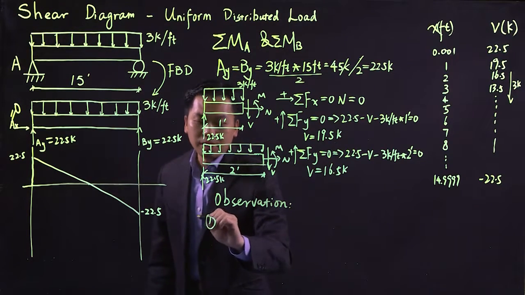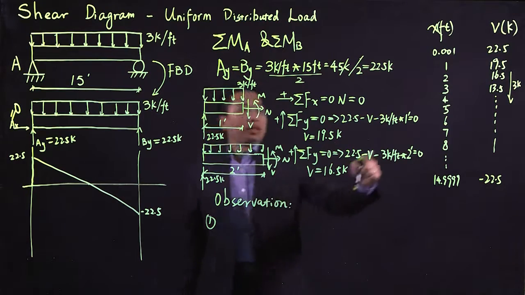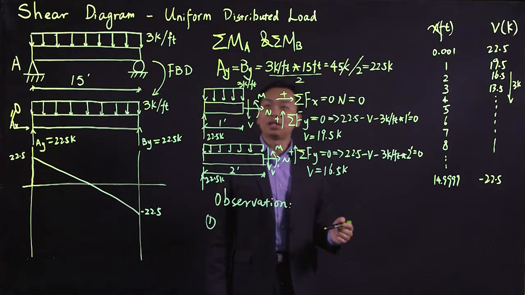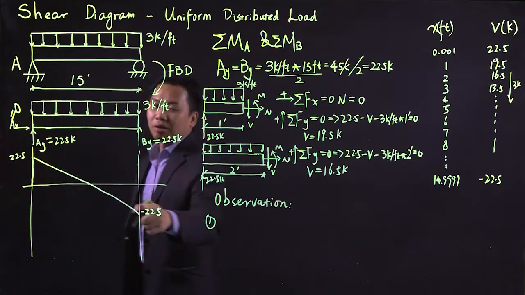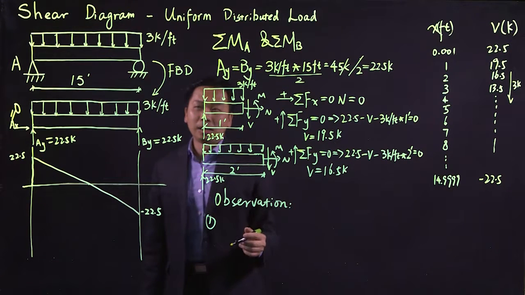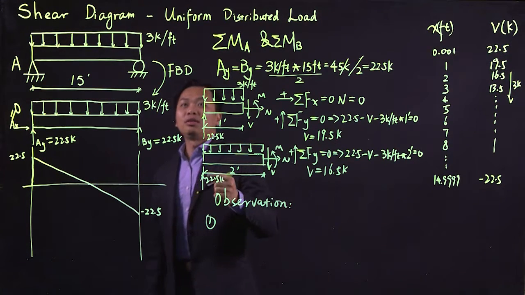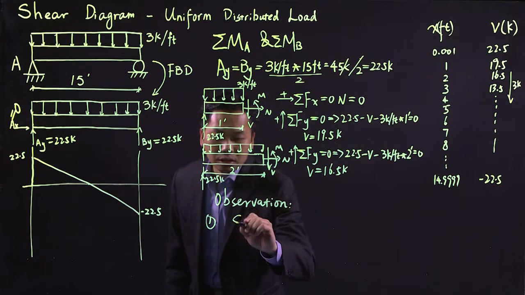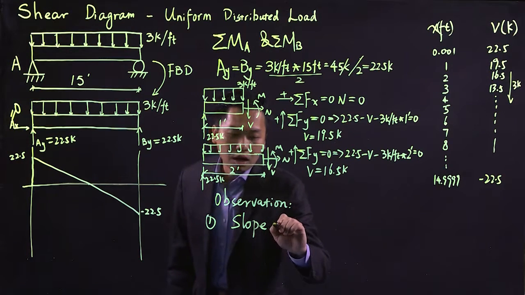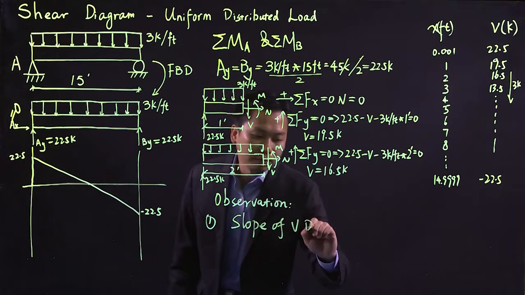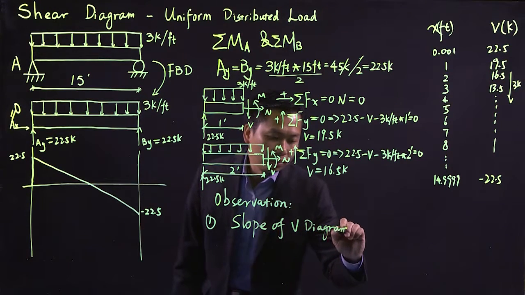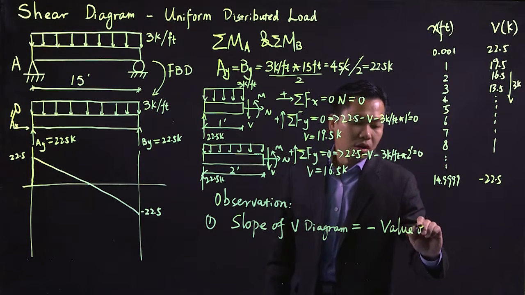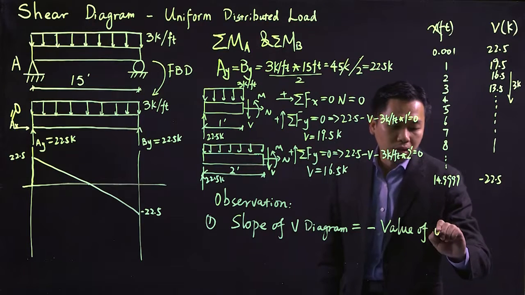The first observation you can see from here is, if you look at the shear, the drop of the shear is at a rate of 3 kips per foot, meaning the slope of this shear diagram is equal to negative 3 kips per foot. That happens to equal the negative value of your uniform distributed load. Therefore, the first observation: the slope of your shear diagram is equal to the negative value of your uniform distributed load.